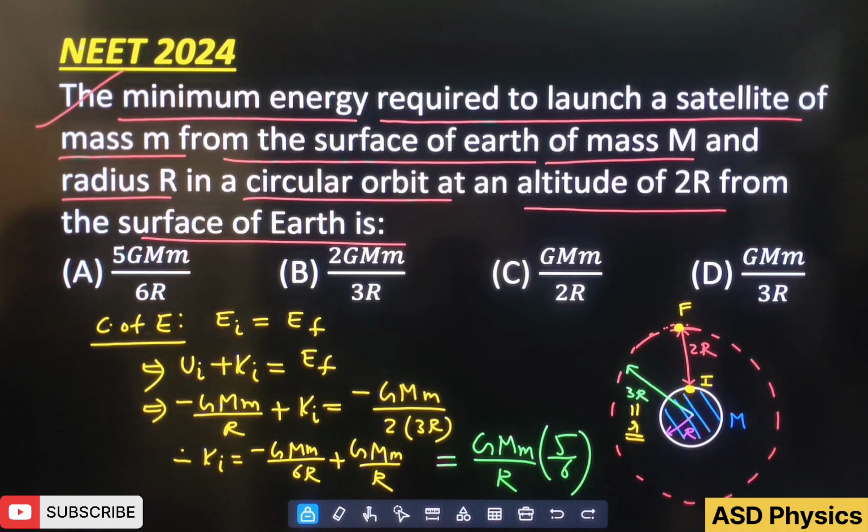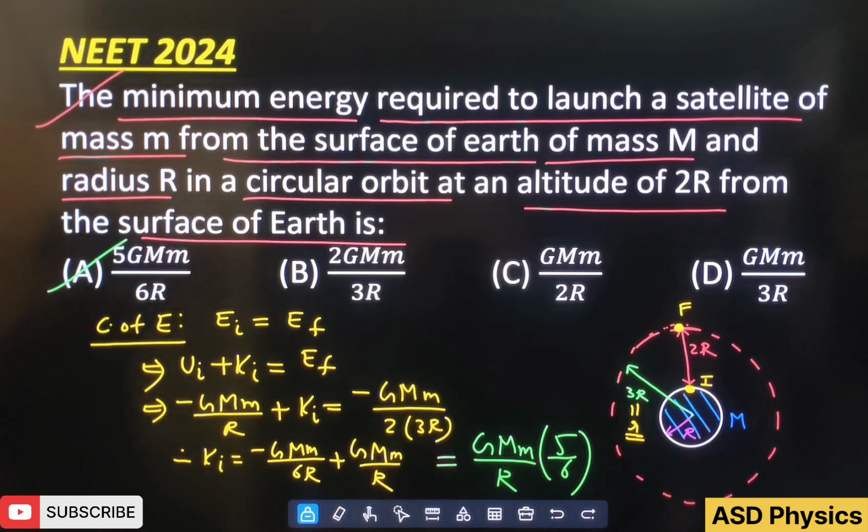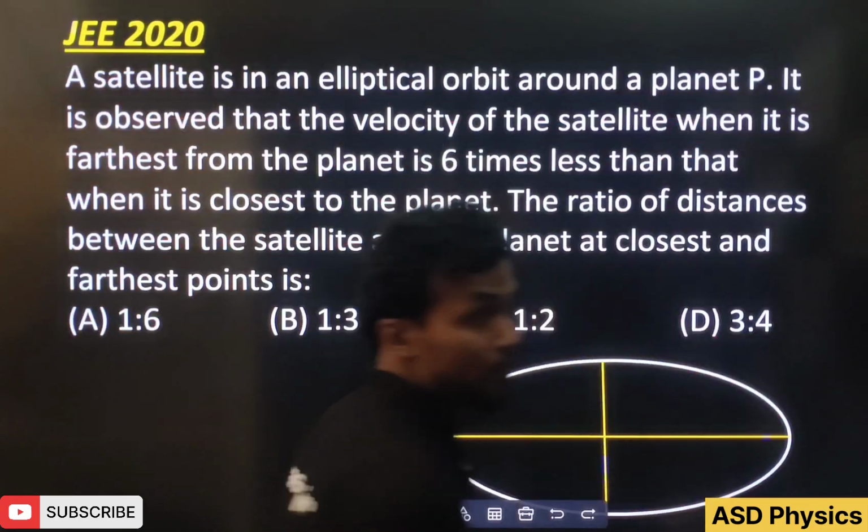Which option is correct here? Just check, students. The correct option is here. How much? R is missing. See, R is missing there. So option A is the correct answer. Is it minus GM by 6r? Okay, great. Next one, let's see.